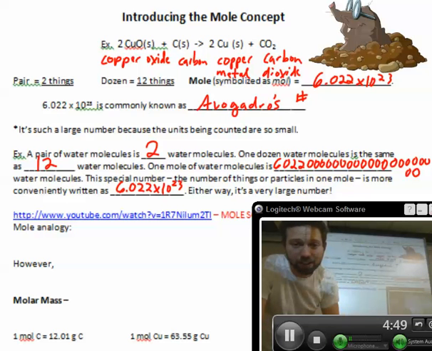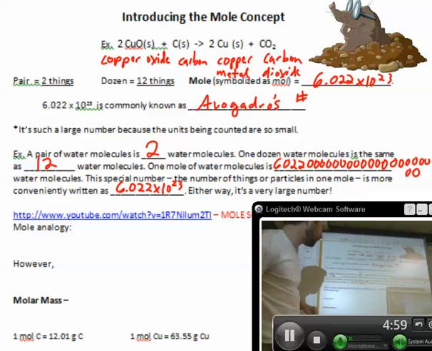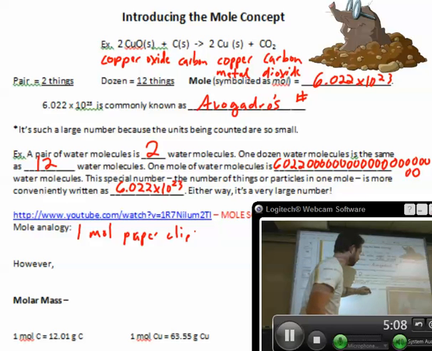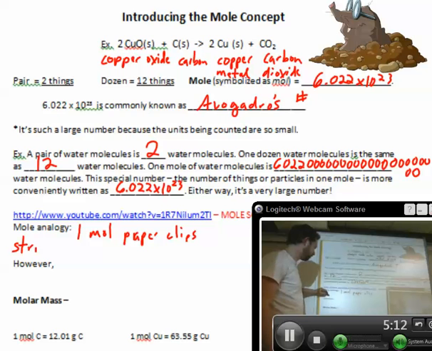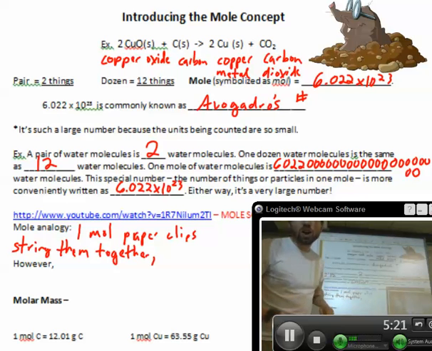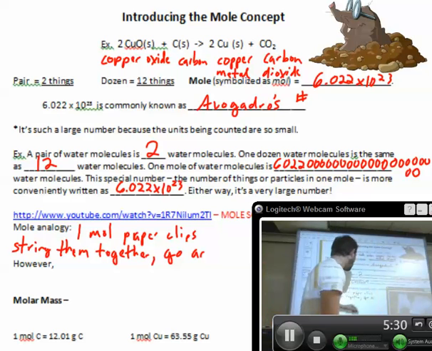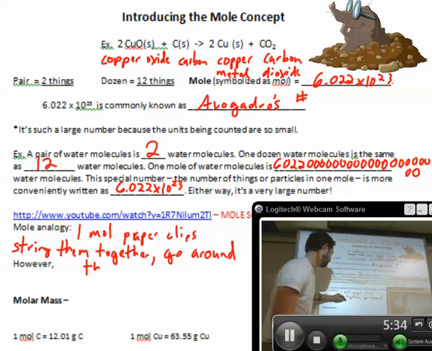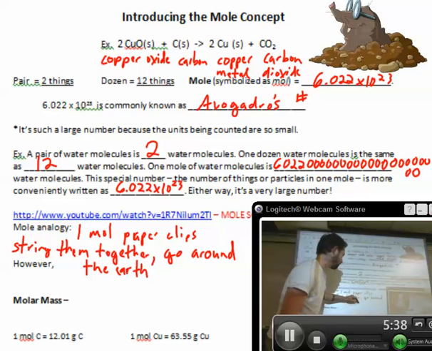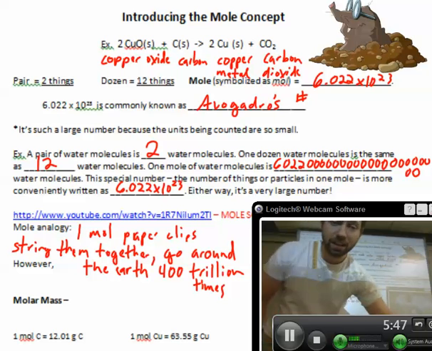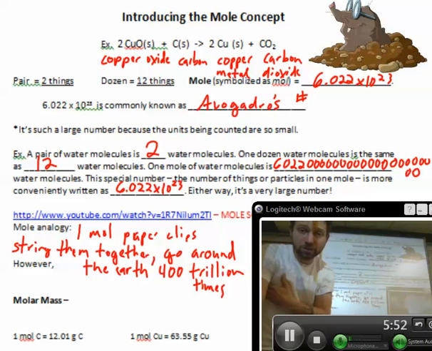I have a video there that you see a link to. I would check it out. It's the mole song. I highly recommend it. So to figure out how big a mole is, we use an analogy. If I had 1 mole of paper clips, and we strung them together, they would go around the Earth 400 trillion times. That's a lot, okay? So just to let you know, that is why we use such a large number.